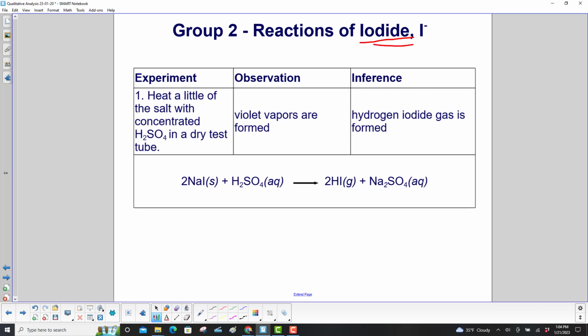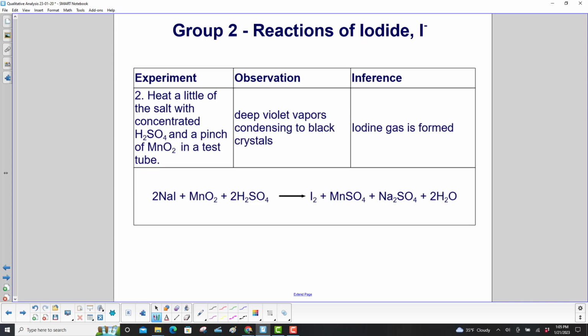Moving over to iodide. 1. Heat a little of the salt with concentrated sulfuric acid in a dry test tube. Observation: violet vapors are formed. Inference: hydrogen iodide gas is formed.